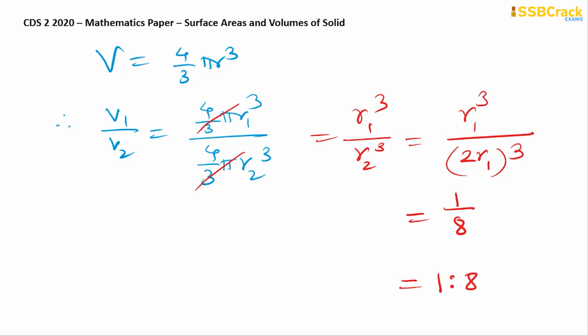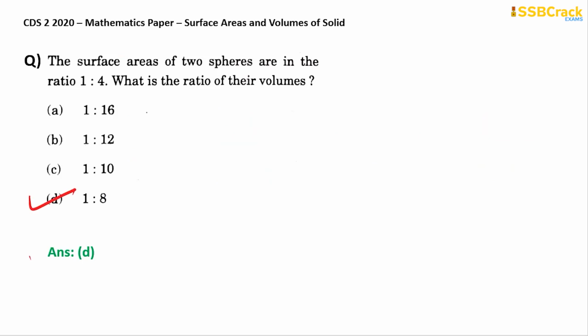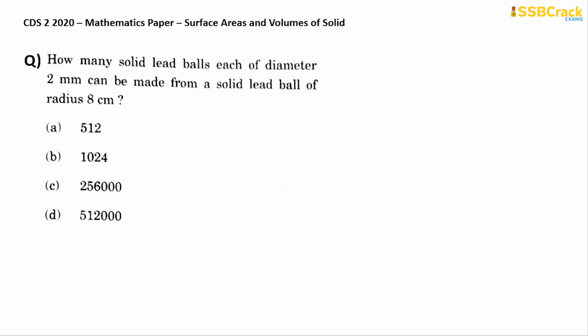1:8, and hence the key for this question was option D. Alright, coming to the next question on this particular topic. How many solid lead balls, each of diameter 2 mm, can be made from a solid lead ball of radius 8 centimeter? This is a problem of recasting. We are making solid lead balls. How many we can make, we have to determine.